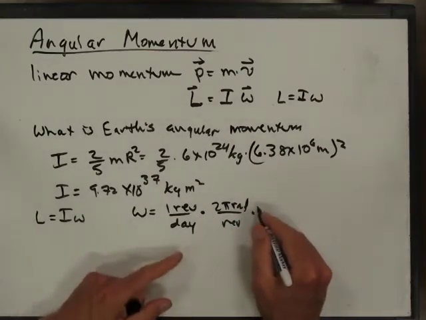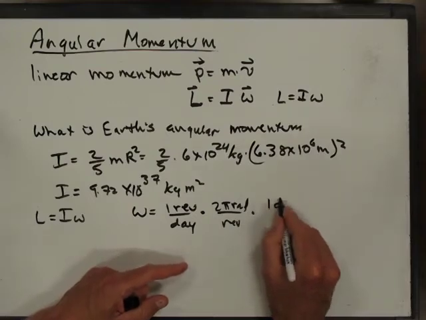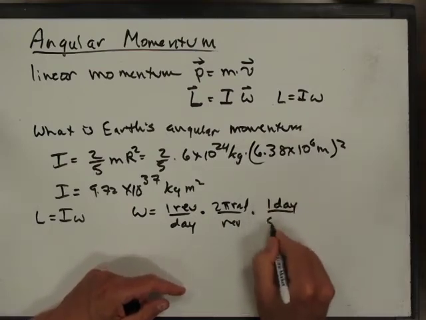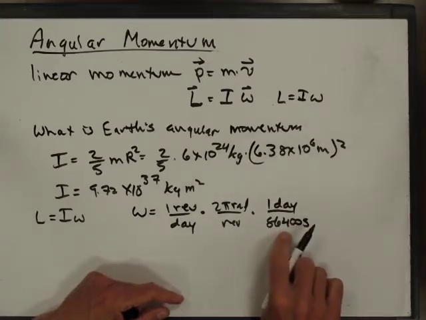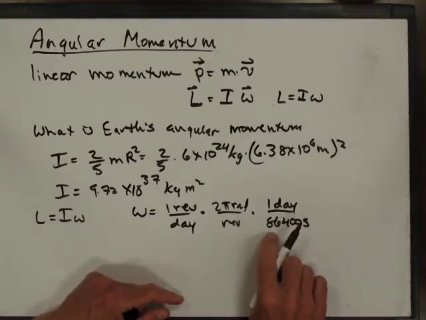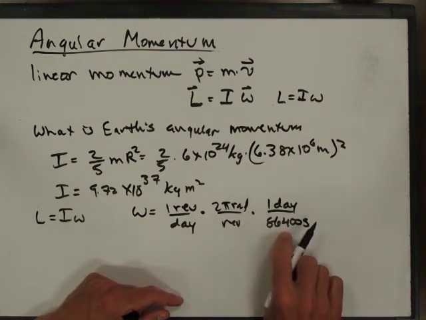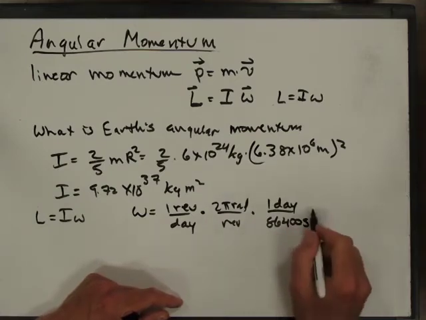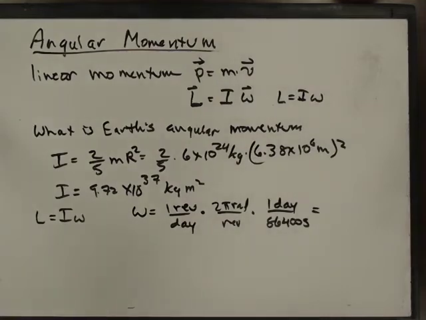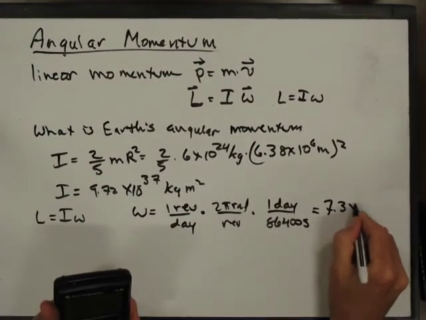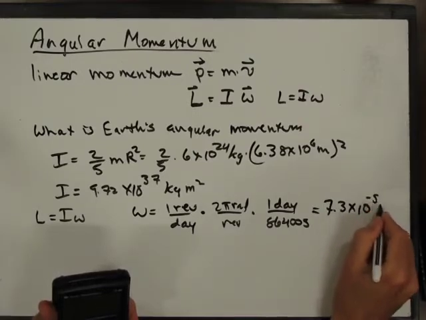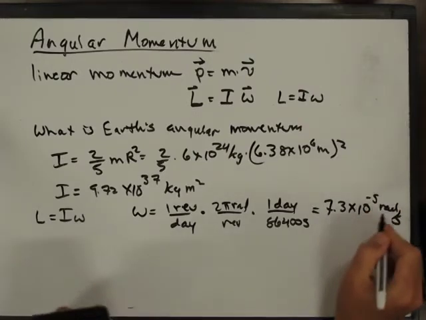Times 1 day over 86,400 seconds, right? That's 24 times 60 times 60: 24 hours in a day times 60 minutes in an hour times 60 seconds in a minute. And if I evaluate all that, I get 7.3 times 10 to the minus 5th radians per second.